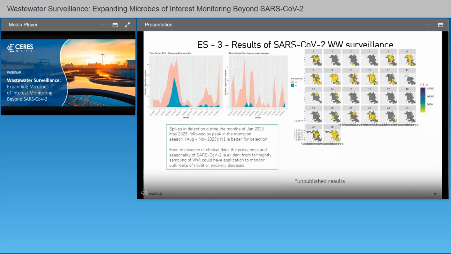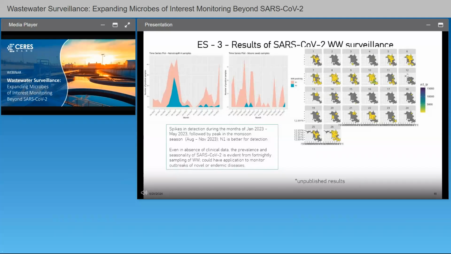The panel on the left is N1, and the panel on the right is N2. The figure on the right is the grid map plot, in which you can see the spatial resolution. At each point of sampling, you can see there is spatial variation. SARS-CoV-2 is not detected in the wastewater from all areas, but only in specific catchments. That actually correlates with the population density in those areas.